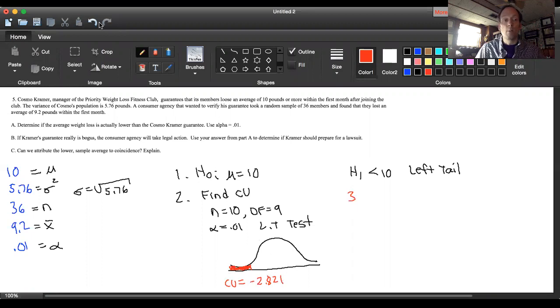So for step 3, I'm going to run my t formula. And on the denominator here, I've actually noticed a little edit that I need to make. I wrote s divided by the square root of n. This should actually be sigma over the square root of n. So not a t-test, but a z-test. I'm going to go ahead and make that switch right now.